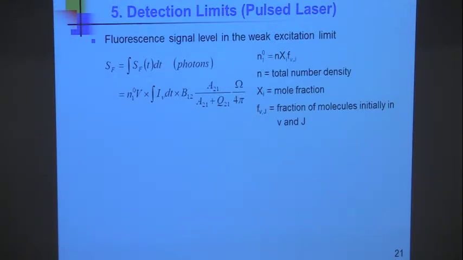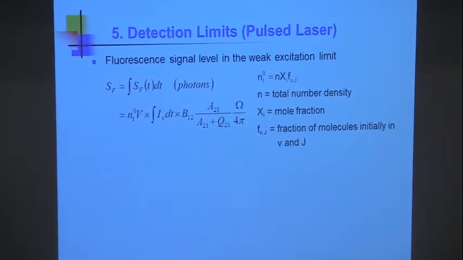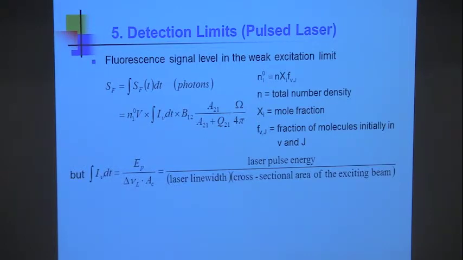So you might want to say, I want to know what ppm I can detect. Here's the fluorescent signal in the weak excitation limit. I'm seeing now that I'm getting a little bit behind in time, so I'm going to stop in a minute. You're going to use a pulse laser. We're going to integrate our signal. I want to do this in terms of pulse energy, laser line width. So I've got to get back to this quantity over here, the integrated intensity.